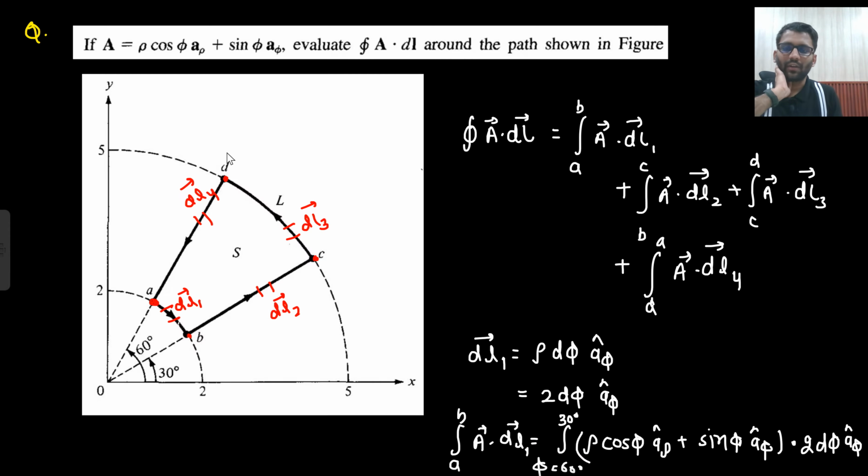Let's see more now. Now I need to work from D to A. What will be your DL4? That will also be d rho only. DL4 will also be d rho only. There is no doubt about that. Right?